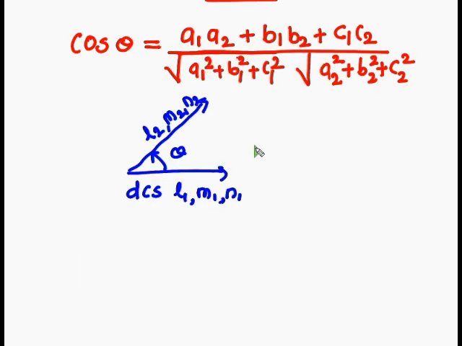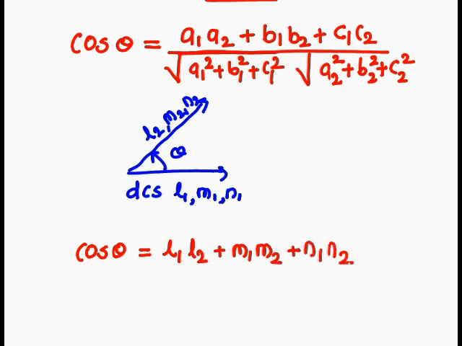Now we need to find the value of cos theta if we know the DRs of the two lines. Now let's see how to find this. So cos theta is equal to the sum of the products of the DRs, that is L1 into L2 plus M1 into M2 plus N1 into N2. So this is how we find the value of cos theta if we know the DRs and the DCs. Let's go to the next.